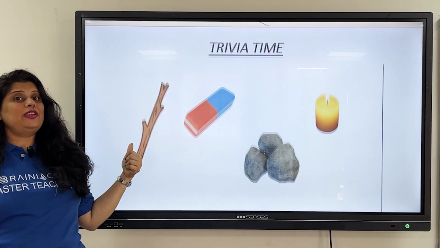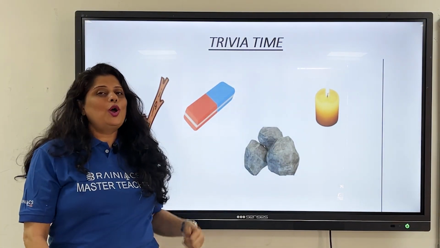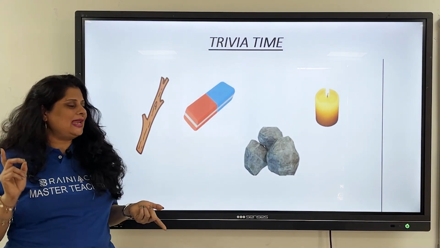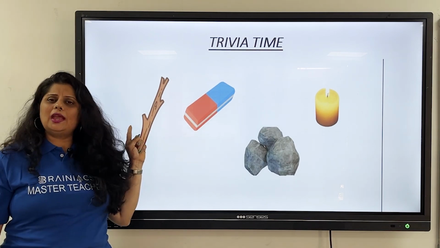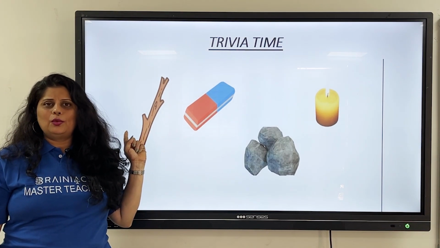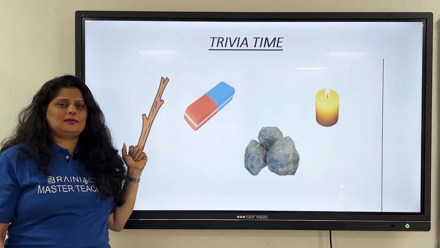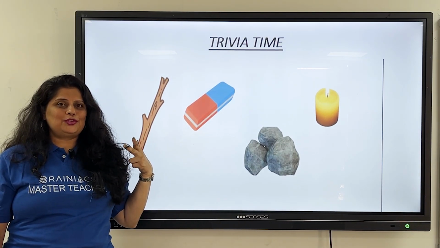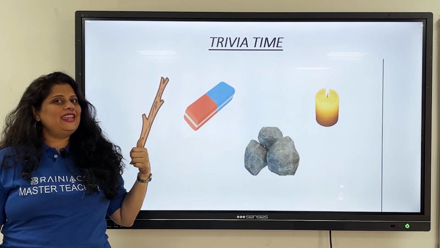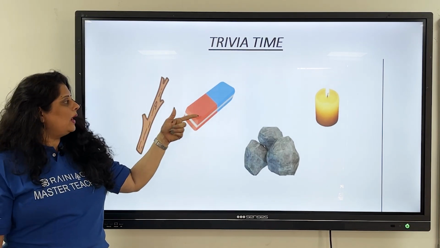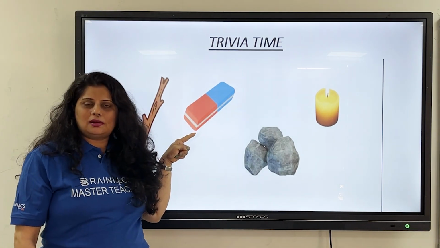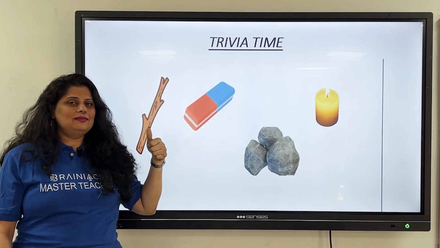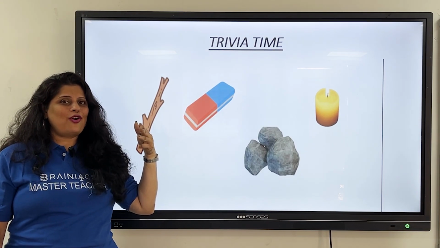Now is trivia time. Let me know whether you have really learned whether the materials float or sink. What do you think about the wooden branch? Will it float or will it sink? On the count of 5. 1, 2, 3, 4, 5. Yes, it will float. What about the eraser? What do you think? Will it float or sink? 1, 2, 3, 4, 5.